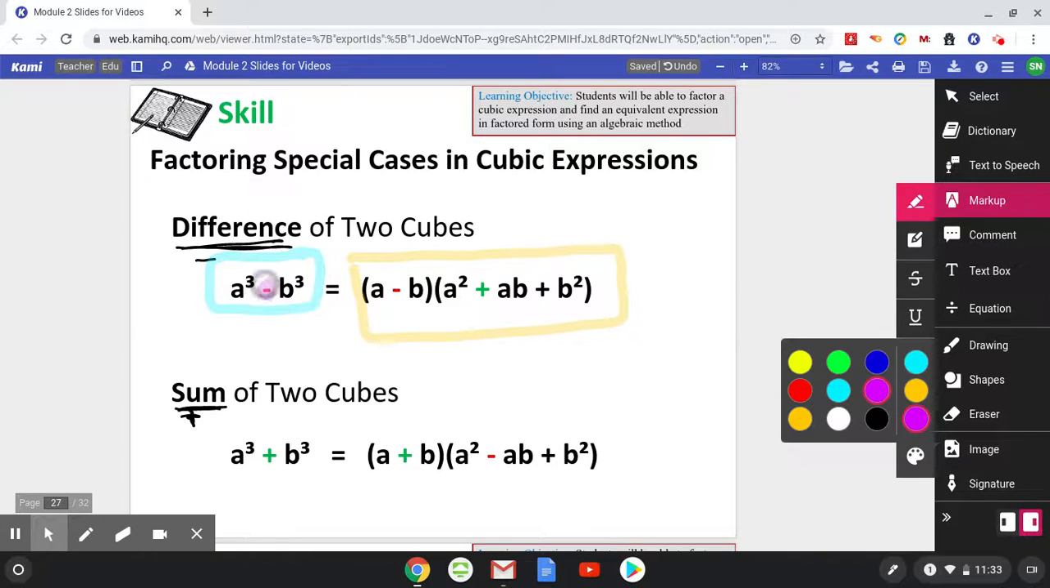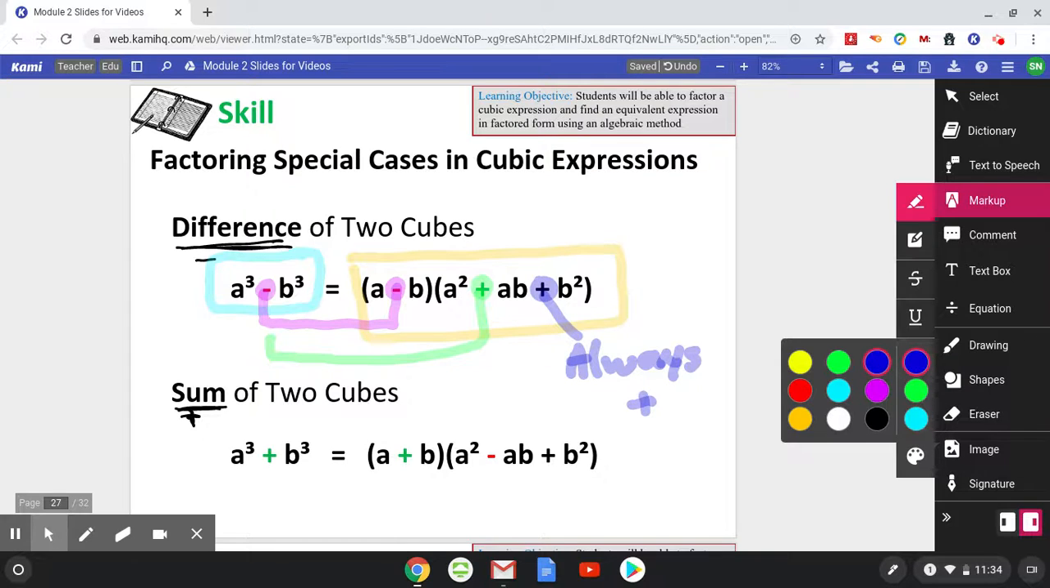As you can see, this is a difference. That means this is a minus. These two right here are actually the same. So the sign on the first parentheses will be the same as the sign on the problem. I also have to note that the first sign on the second parenthesis will be the opposite of what that one is. And lastly, the last one, this one right here, is always a positive number.